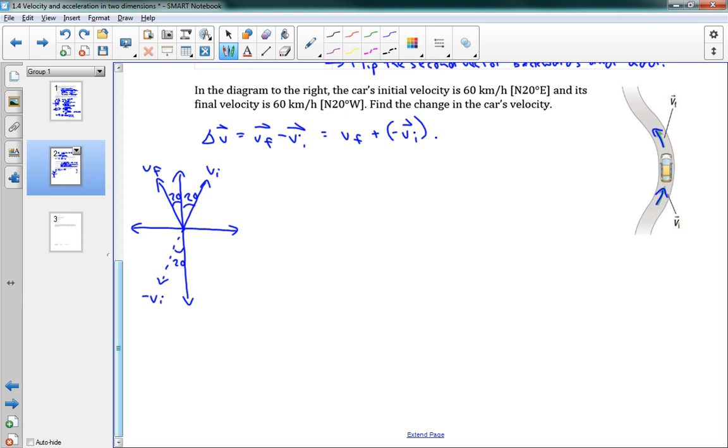So what I want to do for this problem is add negative Vi plus Vf. And this, we're not going to use at all. So that's the idea here. So Vf plus negative Vi. And so you can see that Vf is going to be 60 kilometers per hour north 20 degrees west. And then we're adding it to negative Vi, which is going to be 60 kilometers per hour south 20 degrees west.